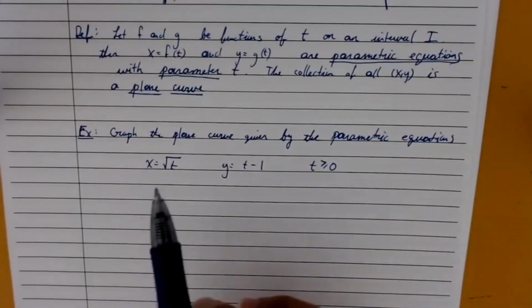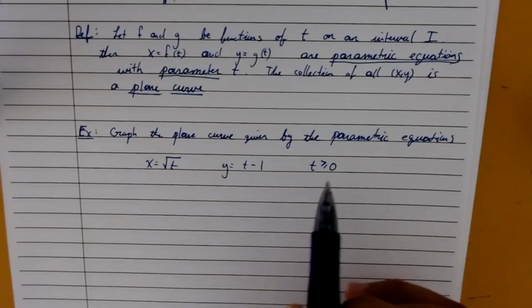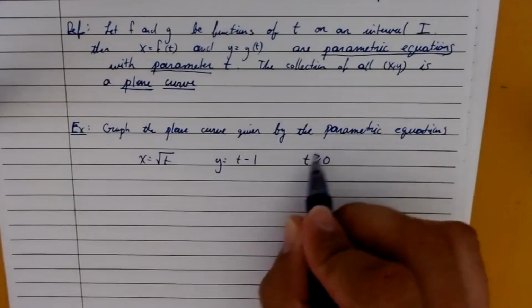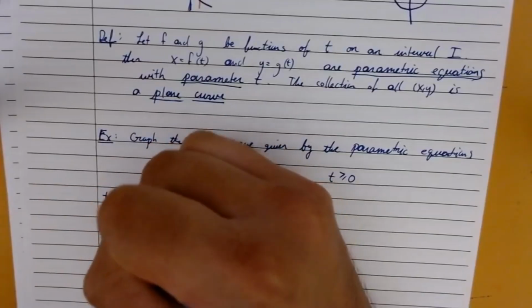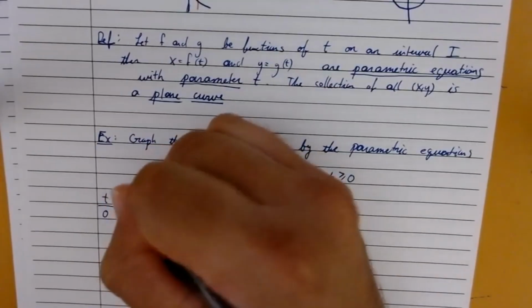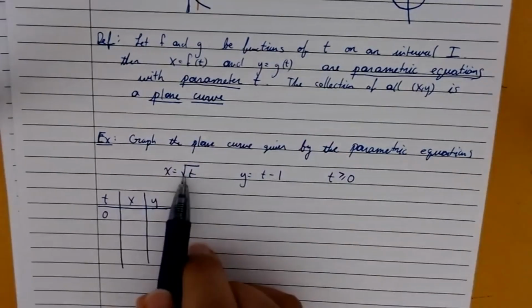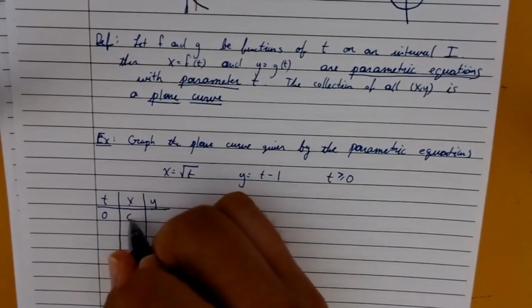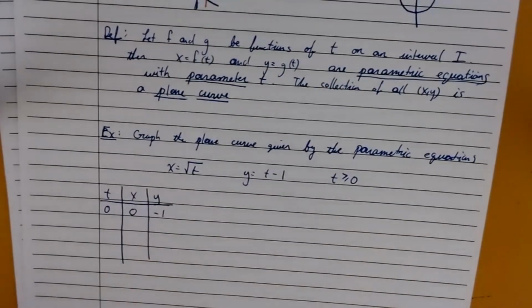There are a few ways to graph a plane curve. For right now, we're going to stick with the simplest one, and that's simple substitution. Here, I'm going to take values of t that are greater than or equal to 0 and just plug them in. Okay. Let me start with just 0, and let's see what we get. If we take t is equal to 0, then x equals the square root of 0, which is just 0. And y is equal to 0 minus 1, which is negative 1.